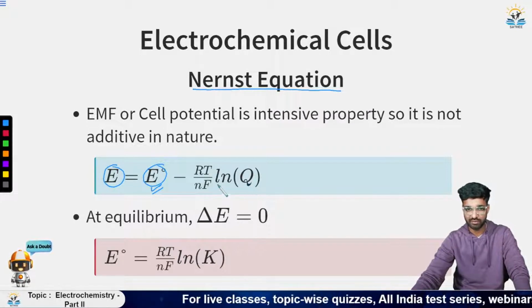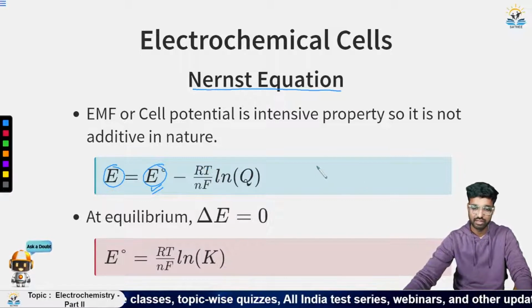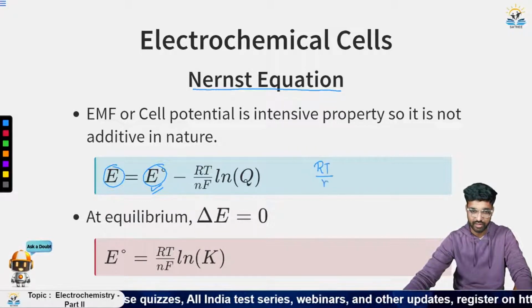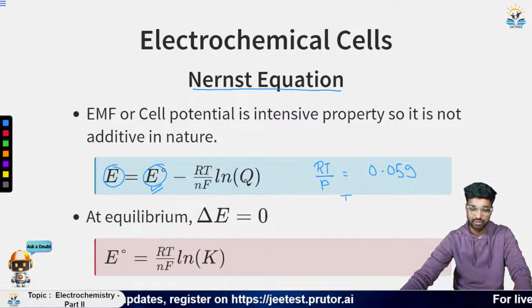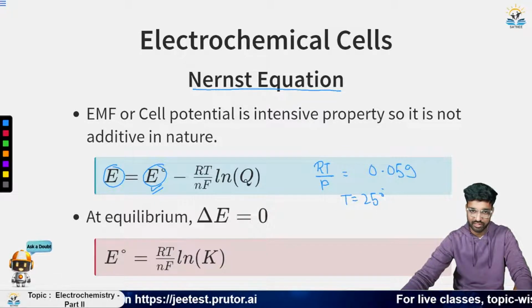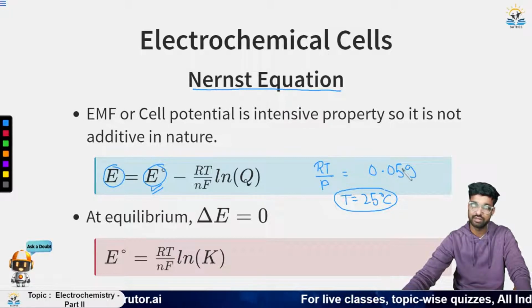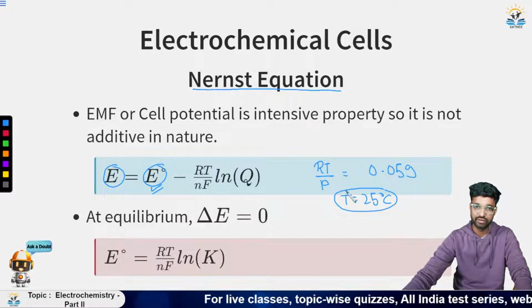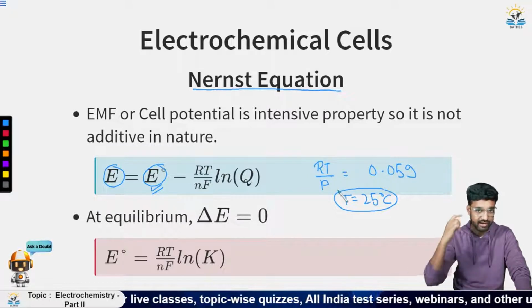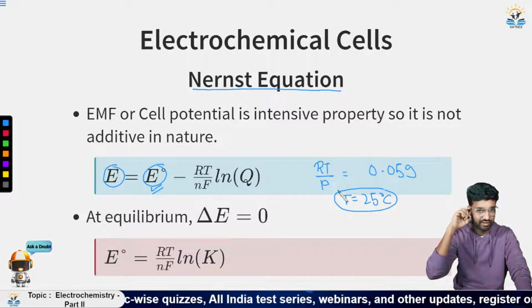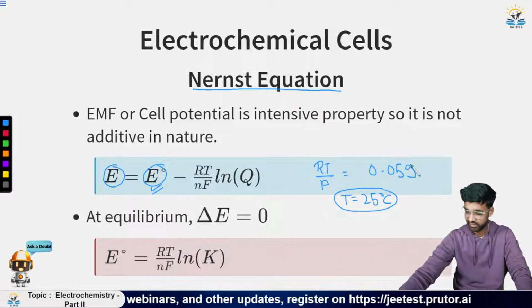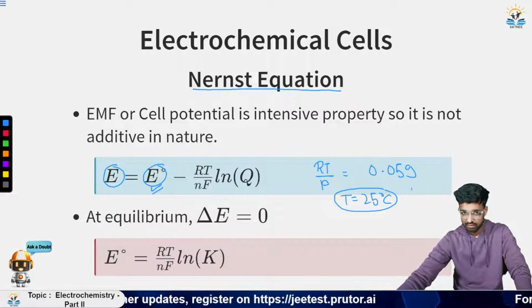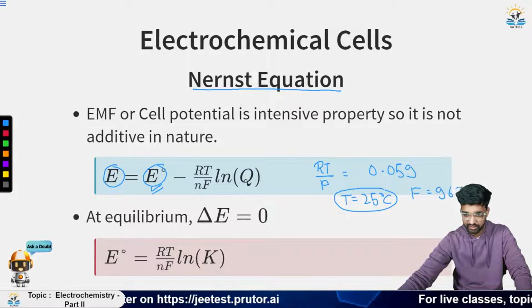Those who do not know about this value here, RT by F is equal to 0.059. If the temperature mentioned is 25 degrees Celsius, then only you will take this value. If it is different, you have to take all the values, multiply them and get the final value of RT by F. And if it is mentioned that the temperature is 25 degrees Celsius, then you will simply take it as 0.059. And the value of Faraday is 96500.